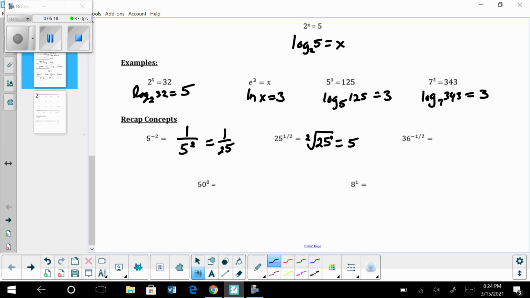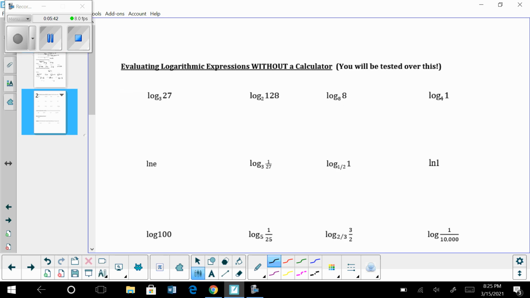Okay, and then this one would be similar, except we've got both the negative exponent and the fraction. So now it's going to be 1 over the square root of 36, which would be 1/6. Here, anything to the 0 power is equal to 1. Anything to the first power is just equal to itself. Okay, on to the next page.